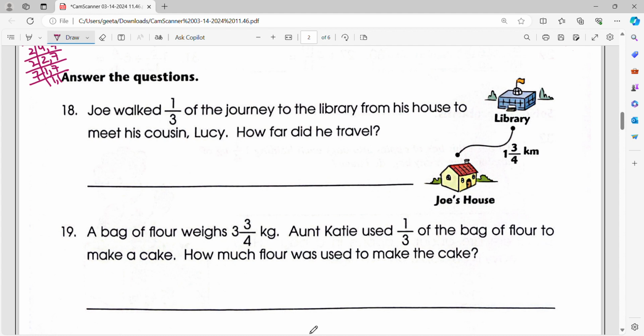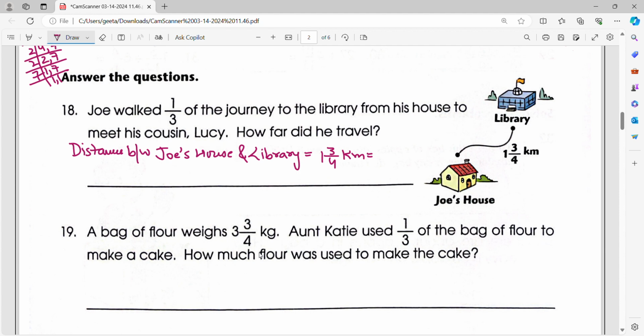So Joe walked 1/3 of the journey to the library from his house to meet his cousin Lucy. So my dear, what is the distance between Joe's house and the library? These are word problems, so you have to write down statements, okay? Distance between Joe's house and library is how much? Can you please solve it?